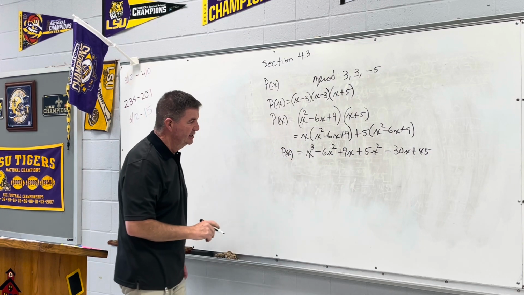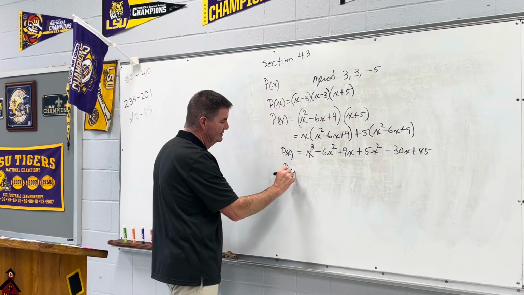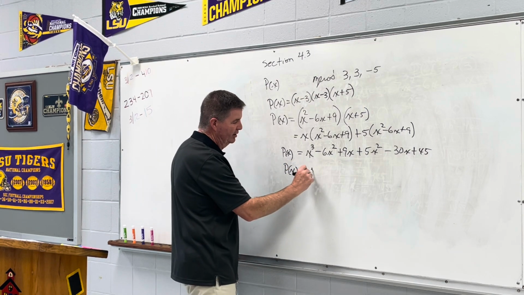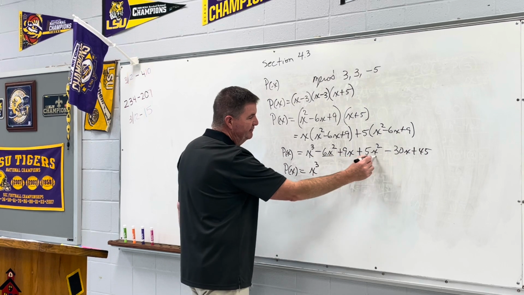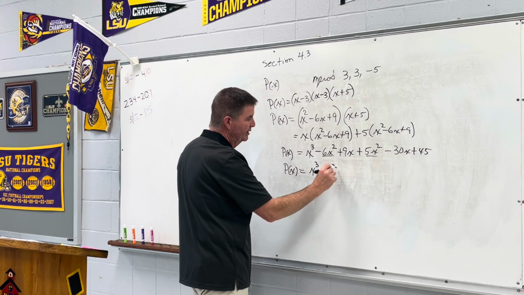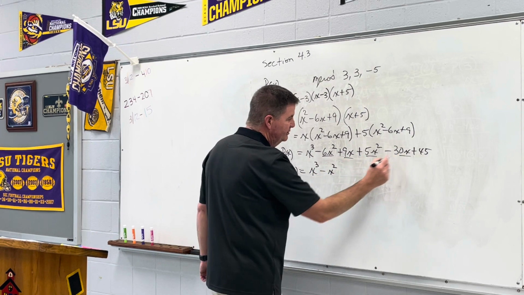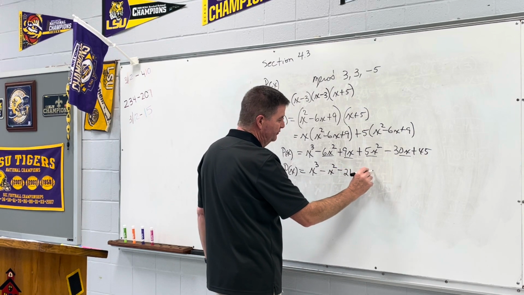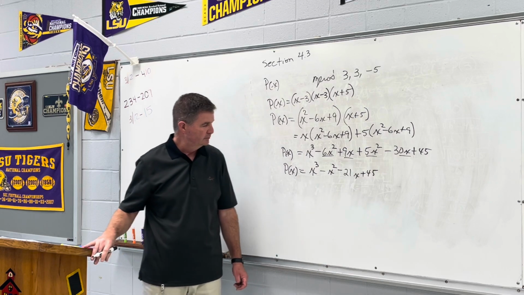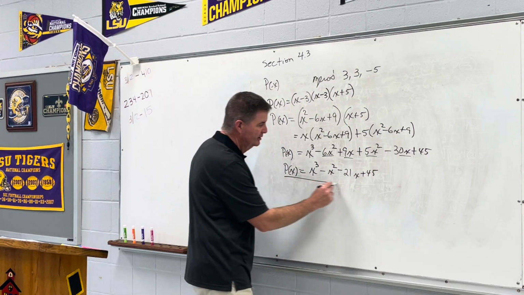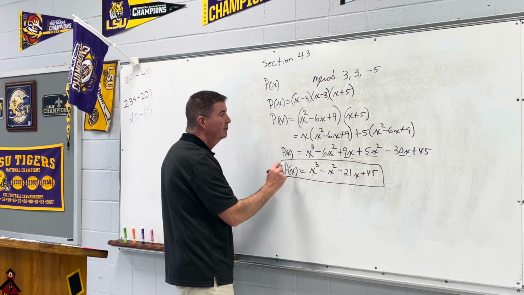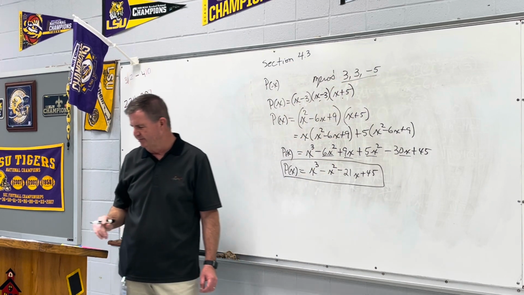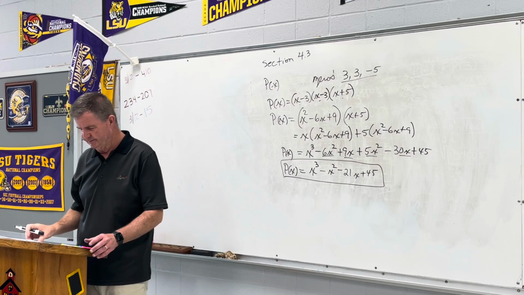And now it's just combining like terms, and that's going to be the polynomial we're looking for. I only have one x to the third. I have these two, so minus x squared. I have these two, so minus 21x, and then plus 45. So that's going to be multiplying, given the zeros.